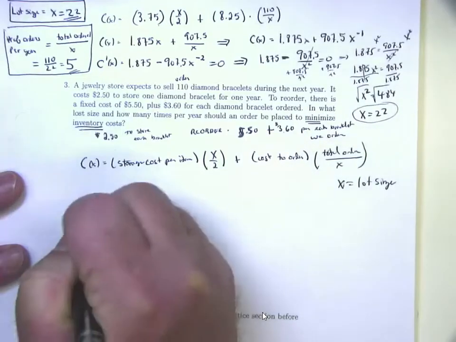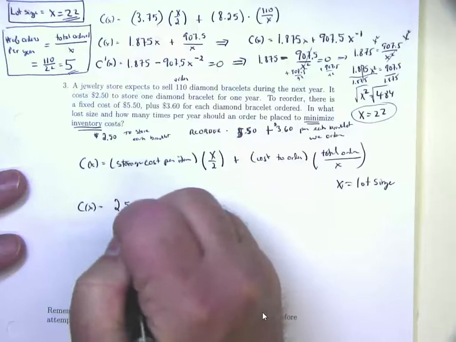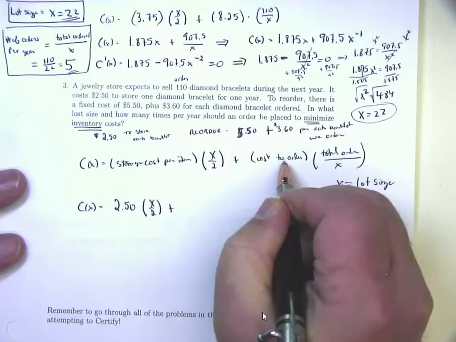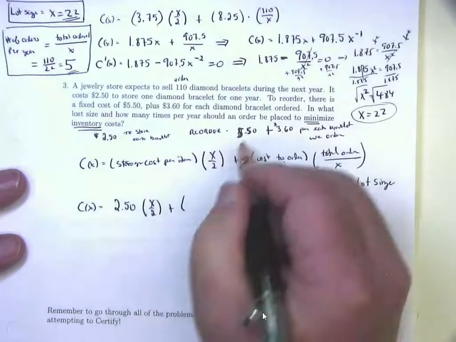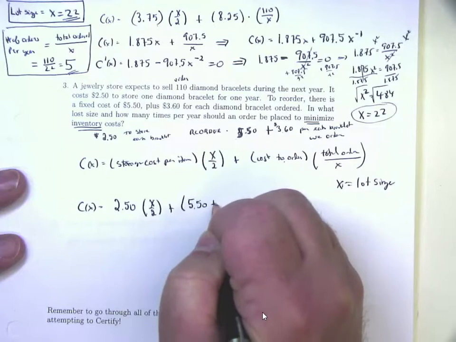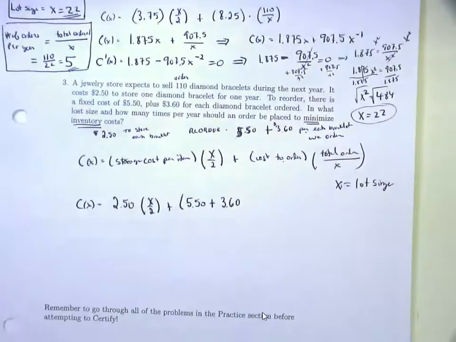So plugging my numbers into this thing, what did it cost to store one of these items? $2.50 times X divided by 2 plus what was the cost to reorder? Now here it comes. The cost to reorder, we had $5.50 plus $3.60 per each bracelet we order. Every time we order, how many are we ordering? X. X is lot size. X is the amount that we order each time. Does that make sense? That's what X represents.